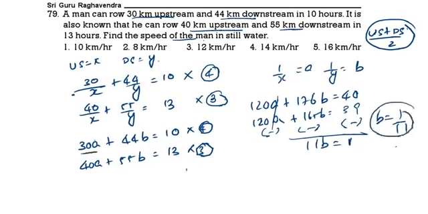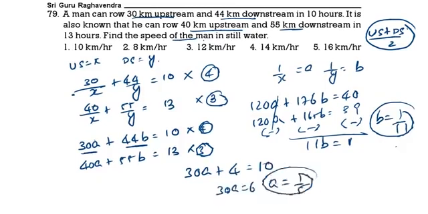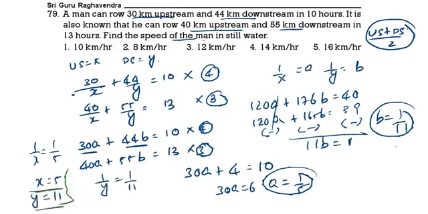I am substituting here: 30a plus 44 into 1 by 11, which is 4, is equal to 10. So 30a is equal to 6. A is equal to 1 by 5. A value 1 by 5, b value 1 by 11. That means 1 by x is equal to 1 by 5, so x value 5. 1 by y is equal to 1 by 11, y value 11. So here we got upstream speed and downstream speed.